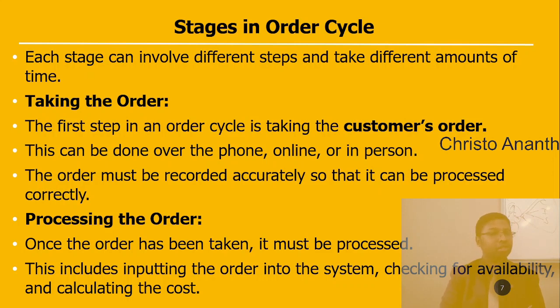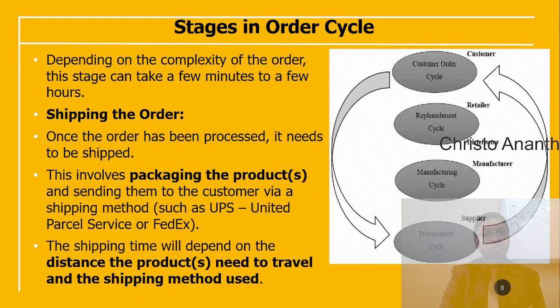And processing the order: once the order has been taken, it should be processed correctly. You have to input the order in the system, check for its availability, and estimate the total cost associated. Depending on the complexity of the order, the stage will take from a few minutes to a few hours even. Shipping involves packaging the products and sending them to the customer through a shipping method, like United Parcel Service (UPS) or FedEx.